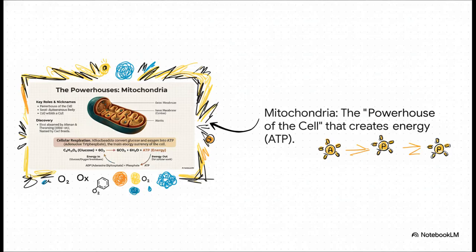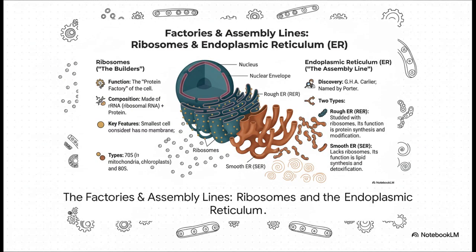They're constantly taking in fuel, like sugar from your food, and converting it into these tiny rechargeable energy packets called ATP. And that ATP is what powers literally everything else the cell does. Without the mitochondria, the whole city just goes dark. Next up, the industrial district.